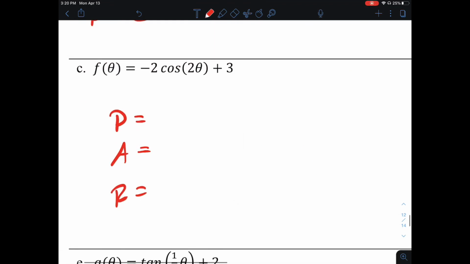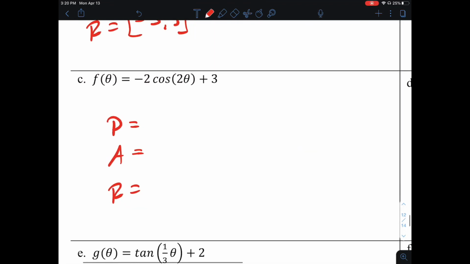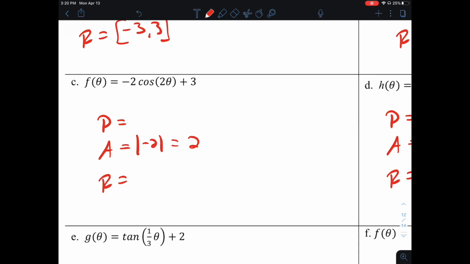See, this gets more complicated when you have this vertical displacement. Let's do amplitude first. Amplitude is the absolute value of -2, which is 2. The range is going to go 2 above and below the midline. The midline is at y equals 3. If you go 2 above that, you're at 5. If you go 2 below that, you're at 1. So the range is going to go from 1 to 5.